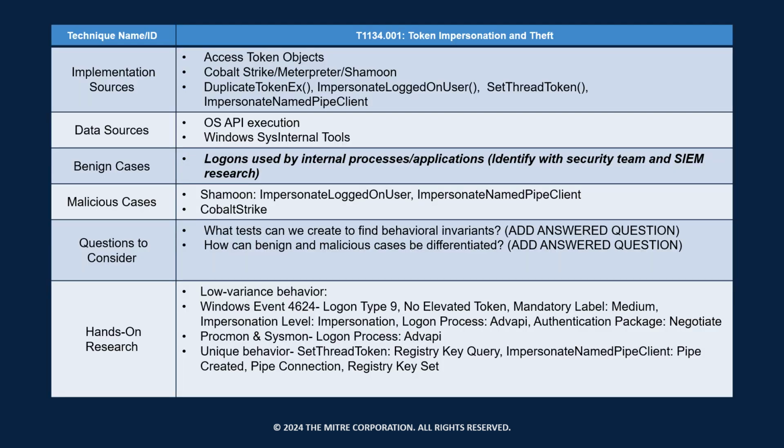Let's revisit our organizer and add in additional information we found throughout our analytic building process. First, through our testing, we were able to clarify one of our benign cases which we can track for future development. These are logons used by internal processes and applications. We can work with security teams and perform SIM research to identify these applications to prevent collecting false positives in our research.